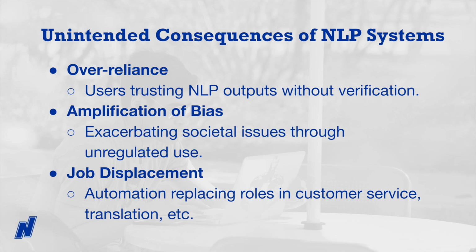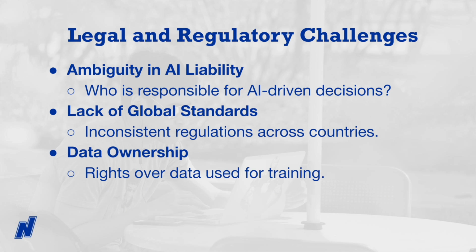If unchecked, biased models can exacerbate existing societal issues, such as reinforcing stereotypes in hiring or housing. For instance, a language model generating biased content in loan approvals could systematically disadvantage certain demographics. Finally, automation enabled by NLP, such as in customer service and translation, raises concerns about job displacement. While these systems improve efficiency, they also highlight the need for reskilling programs to support affected workers. Addressing these issues requires foresight and proactive measures.